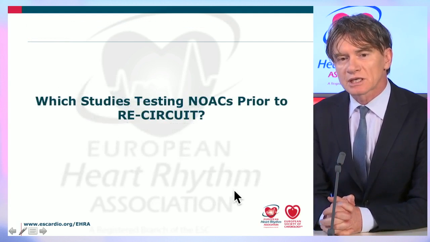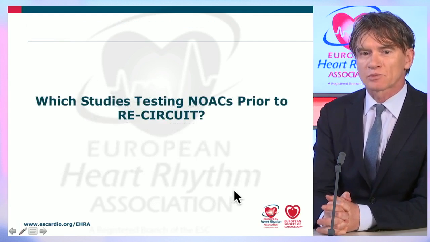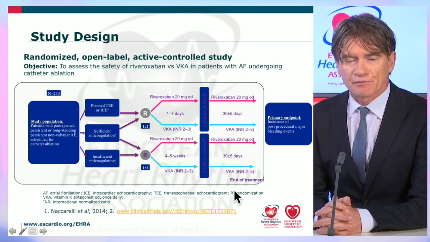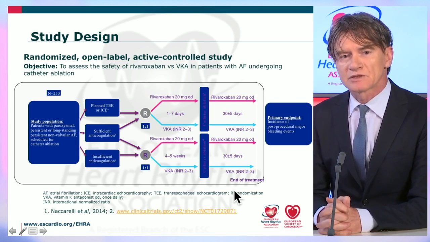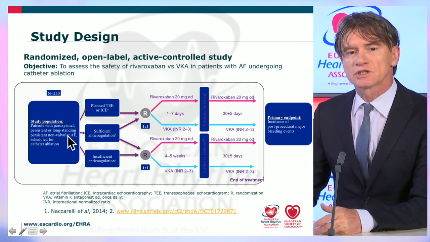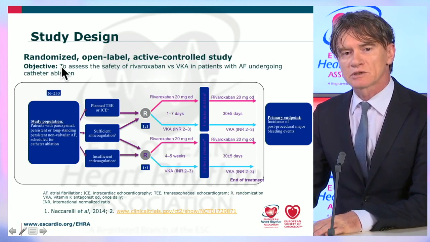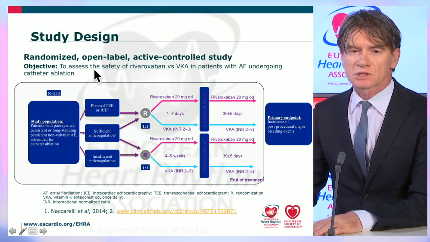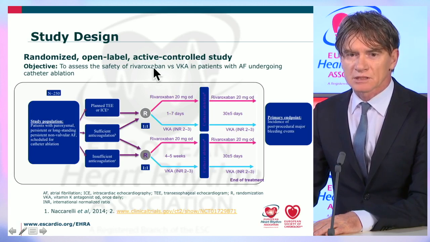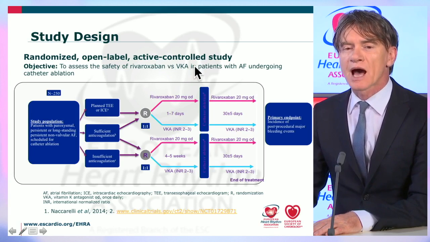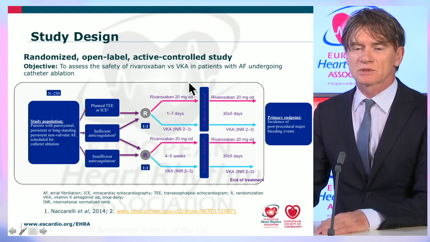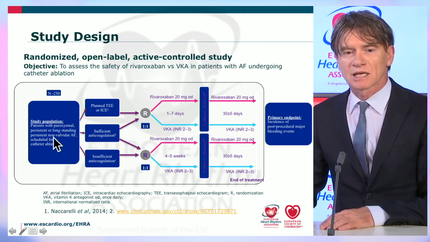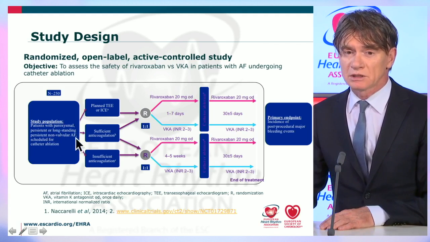Final question, which studies were testing novel anticoagulants prior to ablation? The study that was published on the same topic is VENTURE-AF, the protocol of which is briefly described in this slide. It was a randomized, open-label, active controlled study, the objective of which was to assess the safety of rivaroxaban versus VKA, both in an uninterrupted strategy in patients with AF undergoing catheter ablation. Paroxysmal, persistent, and long-standing persistent atrial fibrillation were allowed.